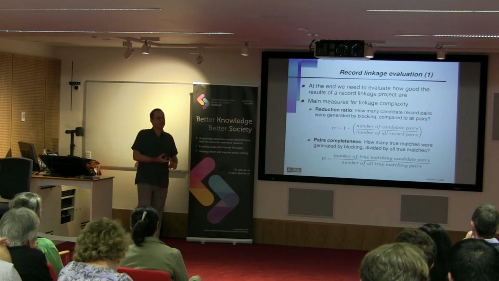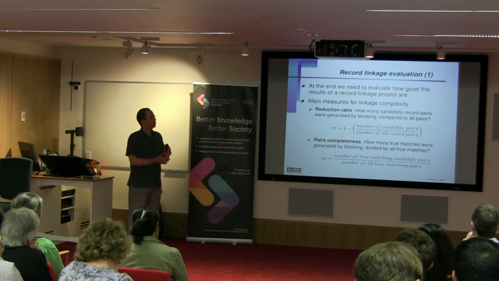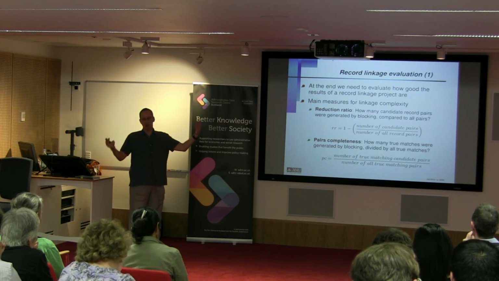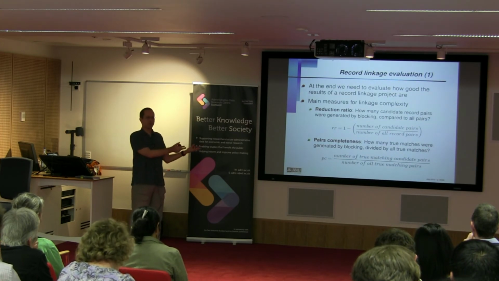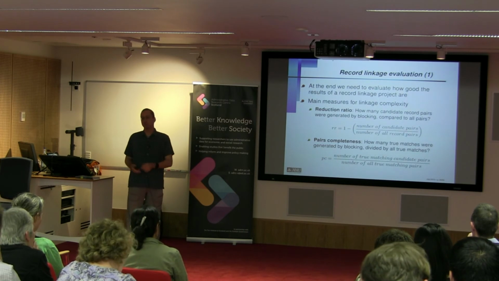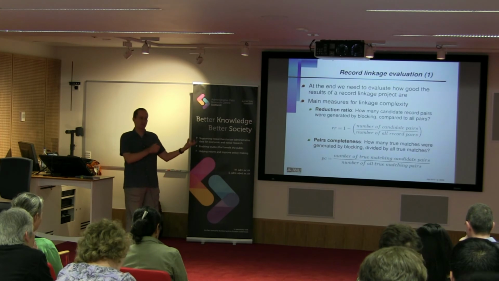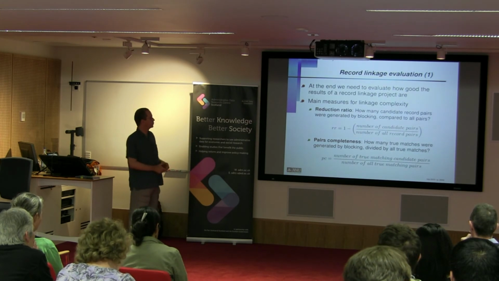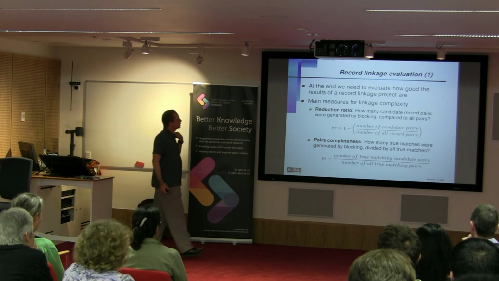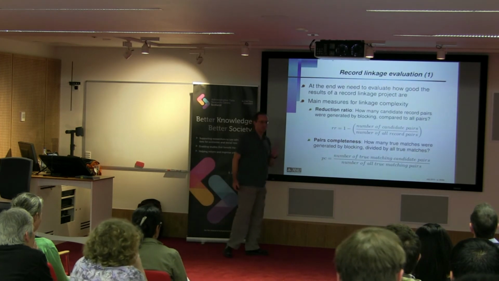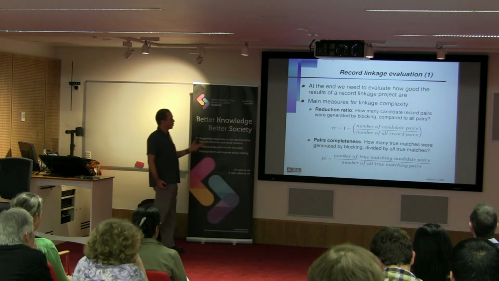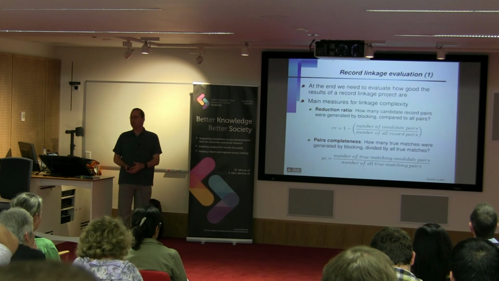The first thing we can measure is things such as the computational complexity, of how fast did we do. So we could measure runtime, we could measure how much memory we used, etc. But that is very system dependent. So we want to have measures which are independent of the computing system used. So the first thing is to look at linkage complexity. And the most commonly used measure here is what's called reduction ratio.